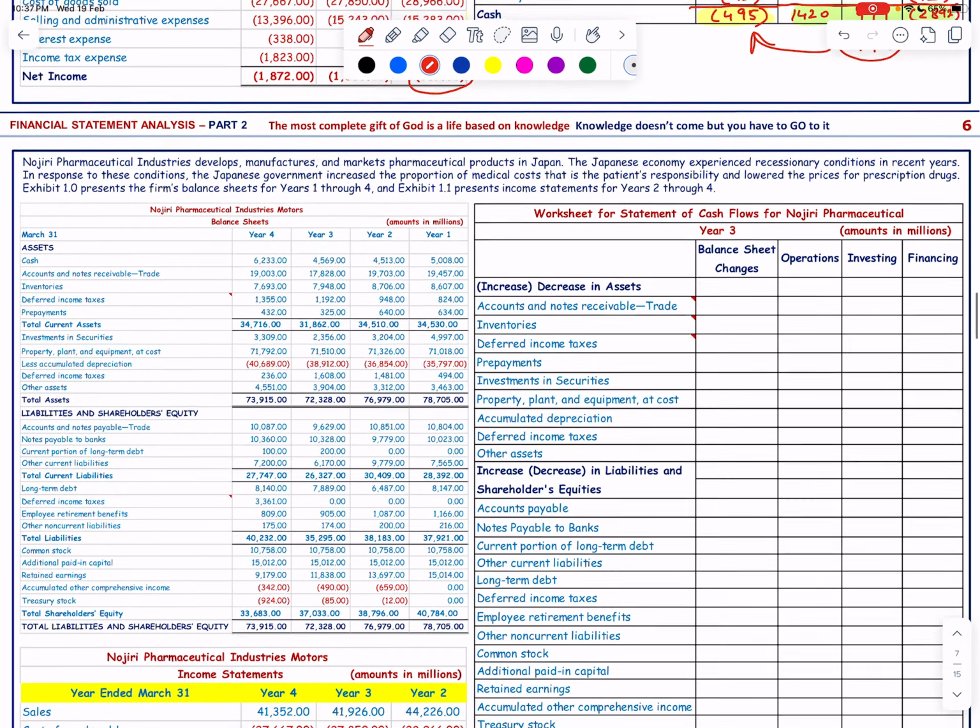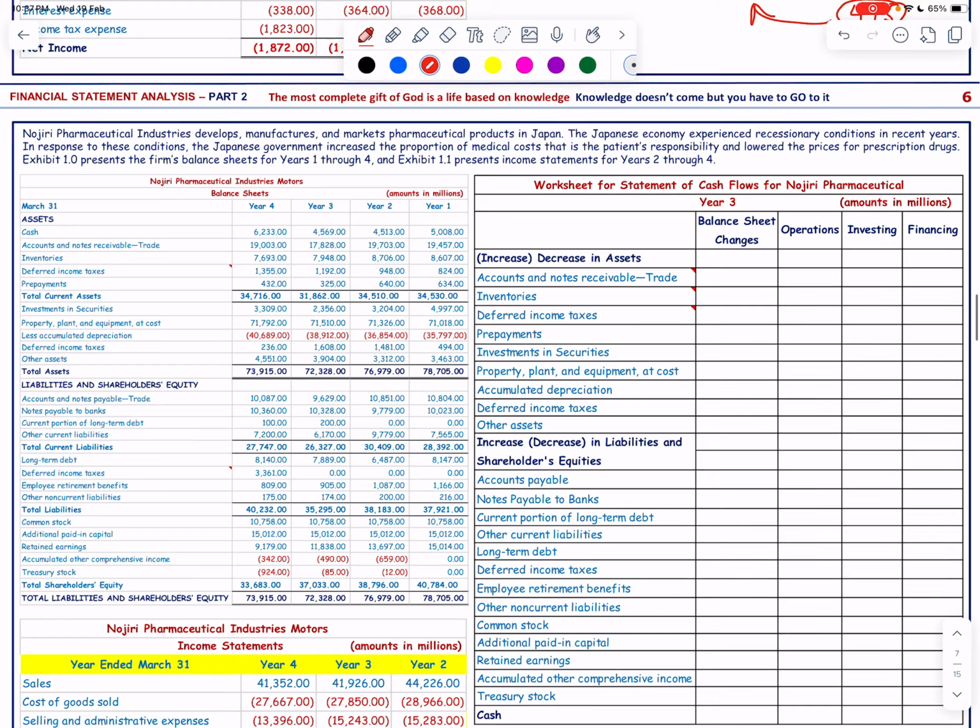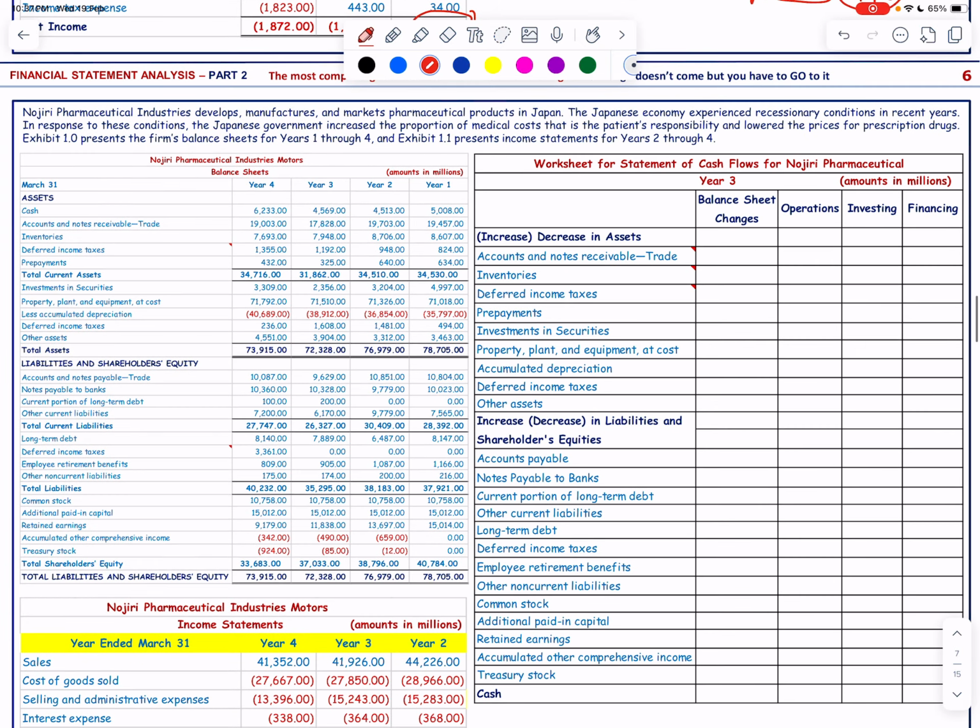Now, we will see the change in the assets and liabilities in year number 3 over year number 2. So once again, we have the accounts and notes receivable, and as you can see that there is accounts and notes receivable for the balance sheet. There is an increase, and the increase in accounts and notes receivable is 1875.